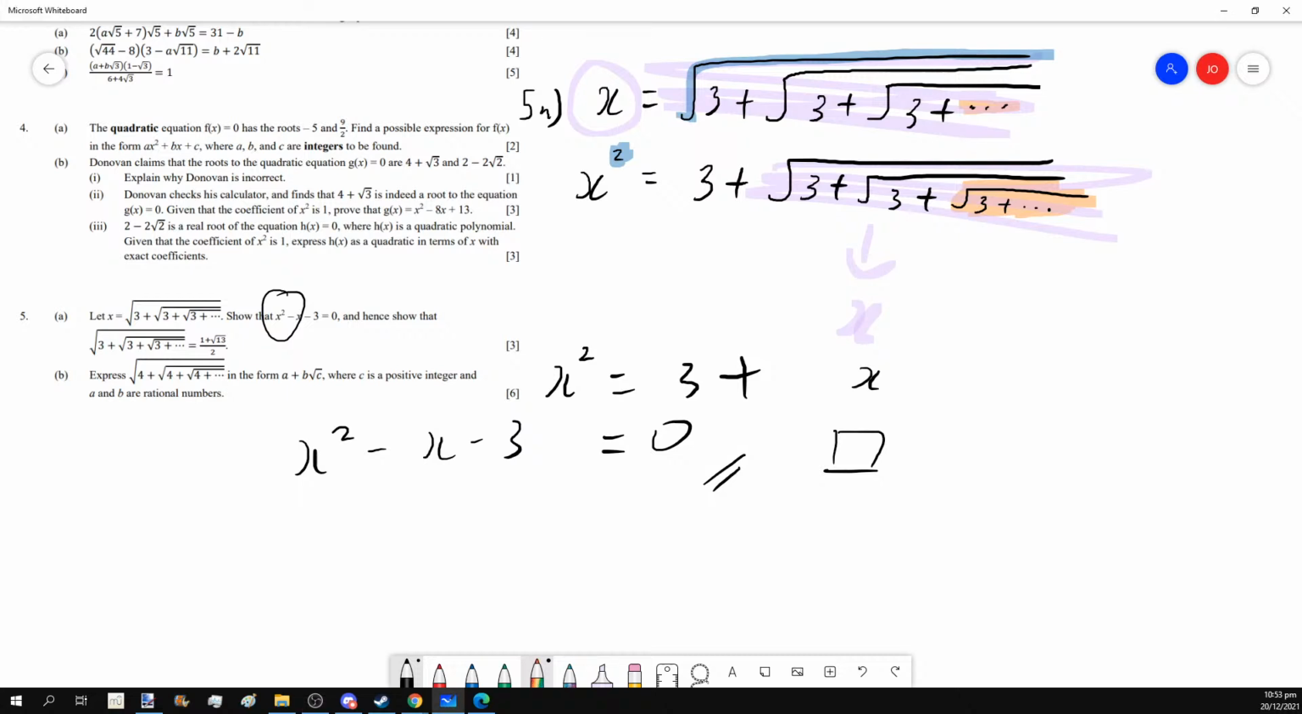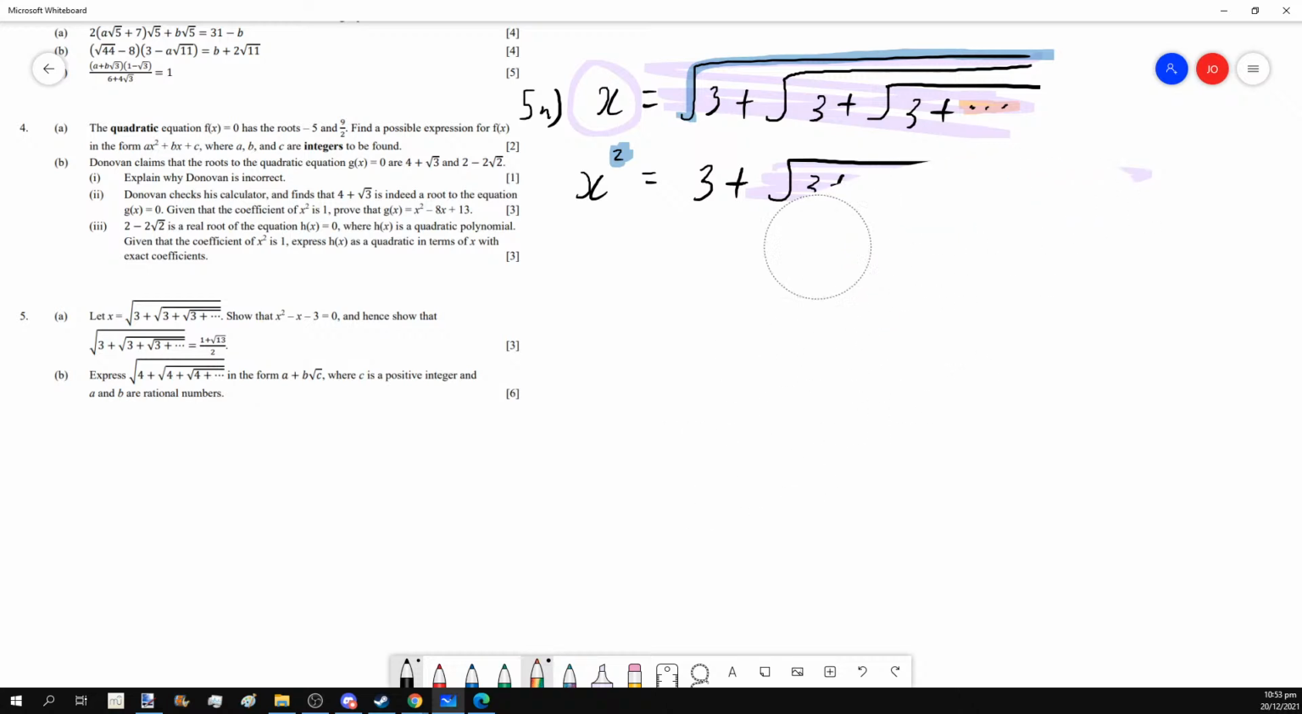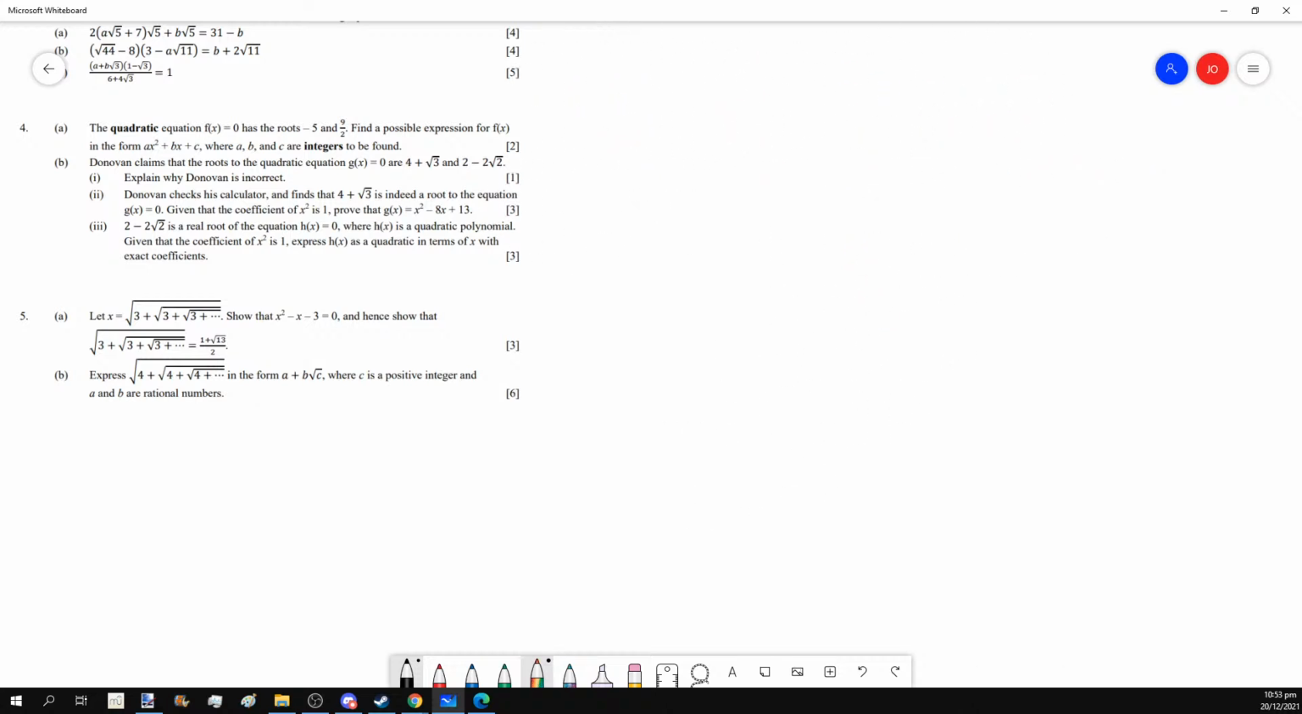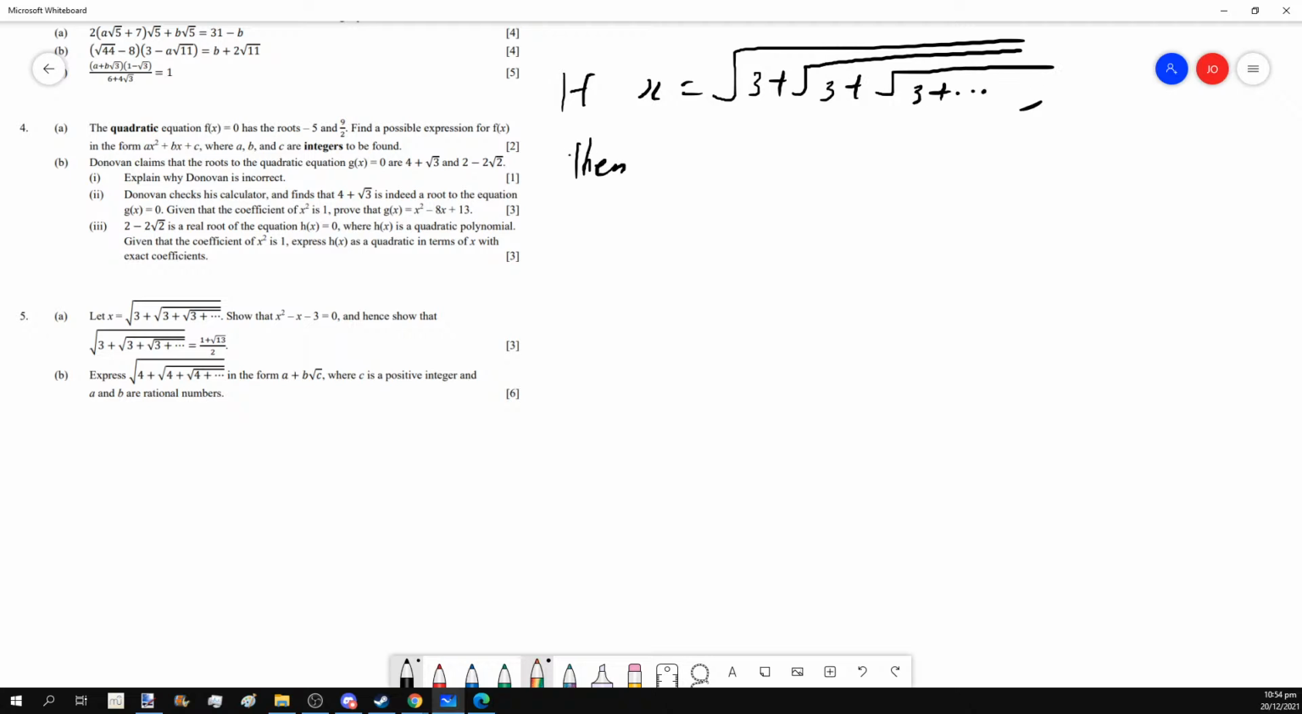Yes, it is. So now that we have managed to show that if x equals this infinite chain of square roots, then x squared minus x minus 3 equals 0. So right now, this is what we have. If x is equal to the infinite chain of square roots created by 3, then x squared minus x minus 3 equals 0. This is what we have.